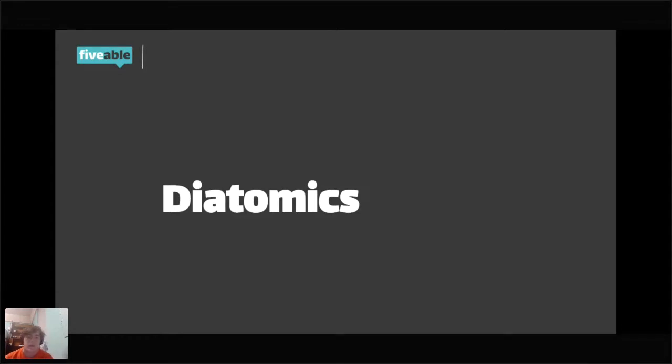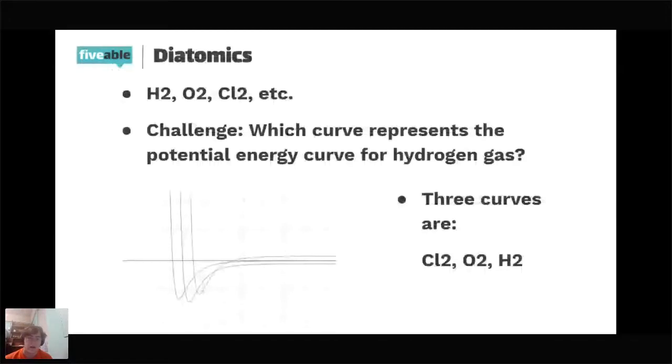So, a challenge for you guys. Which curve represents the potential energy curve for hydrogen gas? Which one do you guys think? Just name the color. There's red, blue, and green. And the three curves are chlorine gas, oxygen gas, and hydrogen gas. And this potential energy curve is between the actual bonds between the individual molecules, like we were talking about before.